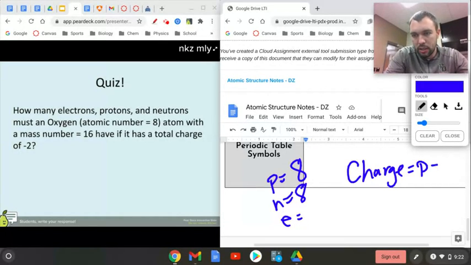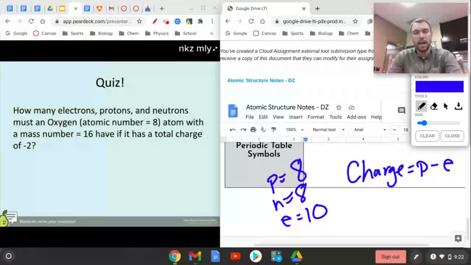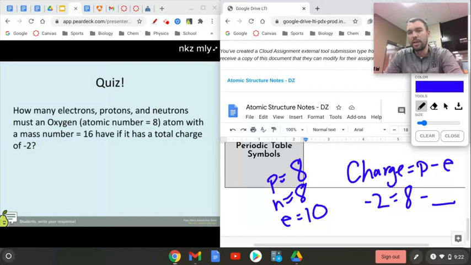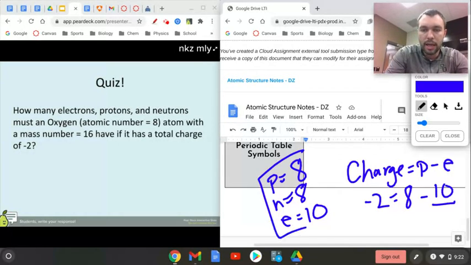Charge equals protons minus electrons. Sometimes it's easier to say, I have 2 more electrons. Protons is 8. I can't change that. I already got that locked in. So electrons must be 10 because 10 is 2 more than 8. If we do it by the charge, we would say -2 equals protons, which is 8, minus blank. We have to get to -2. I know 8 minus 8 is 0. So 8 minus 9 would be -1. 8 minus 10 would be -2. And we get 10, which is what we got here.